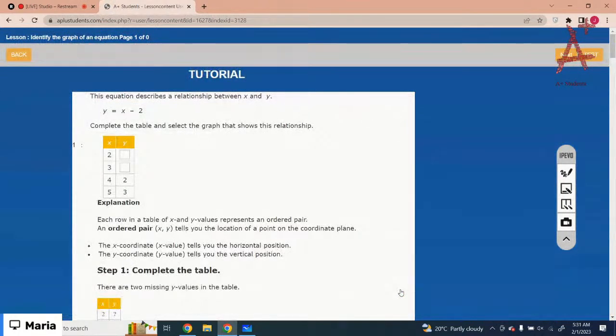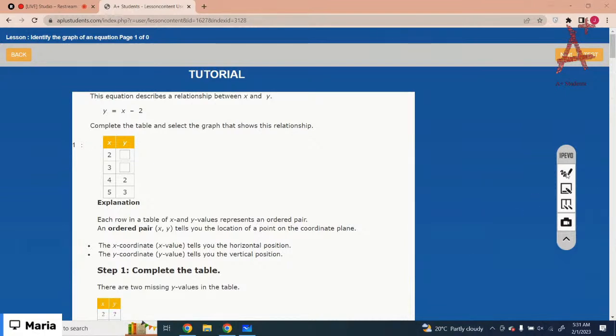Okay, so let's start with the question. The first example: the equation describes the relationship between x and y. Complete the table. The equation is y equals x minus 2. Select the graph that shows this relationship. First of all, you have to complete the table. The equation you are given is y equals x minus 2. Got it? So complete the table using this.